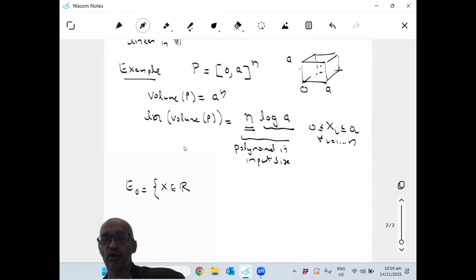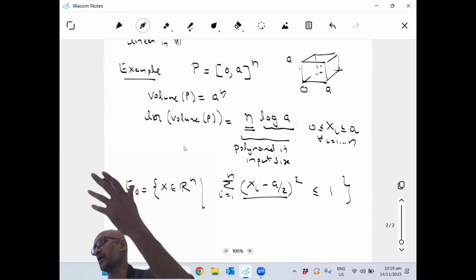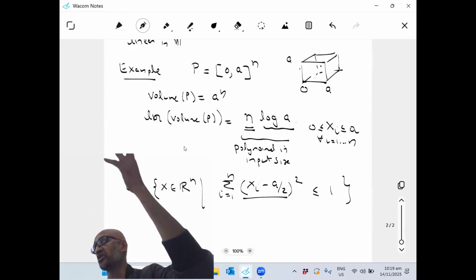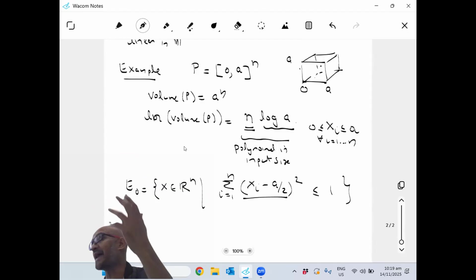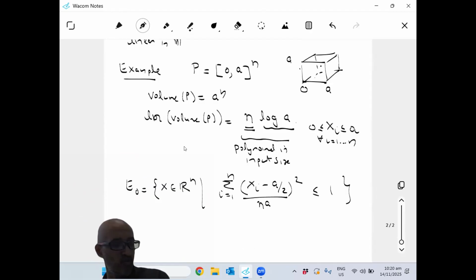Take the ellipsoid x in Rn, where I let my center be a by 2. I square this, and this is less than or equal to 1. So I need to get the denominator right. For example, when xi is a, this will give me a by 2 squared, that's a squared by 4. And I'm adding up n times, so I get n a squared by 4. So I'll have to scale this down. So this should be n a squared by 4.